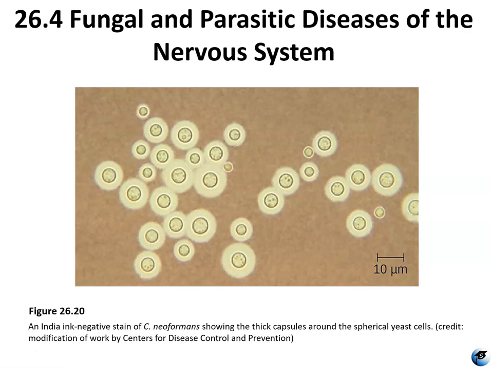Cryptococcus neoformans is an encapsulated yeast which resists phagocytosis because of its large capsule. The organism is associated with soil contaminated with pigeon droppings. Figure 26.20 here is showing a negative stain of C. neoformans, and it's showing these halos, these white circles around the cells, which are very thick capsules that help to protect it from your immune system.